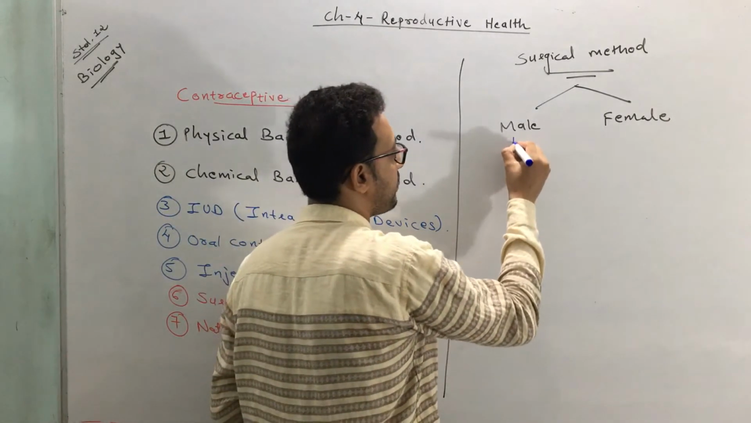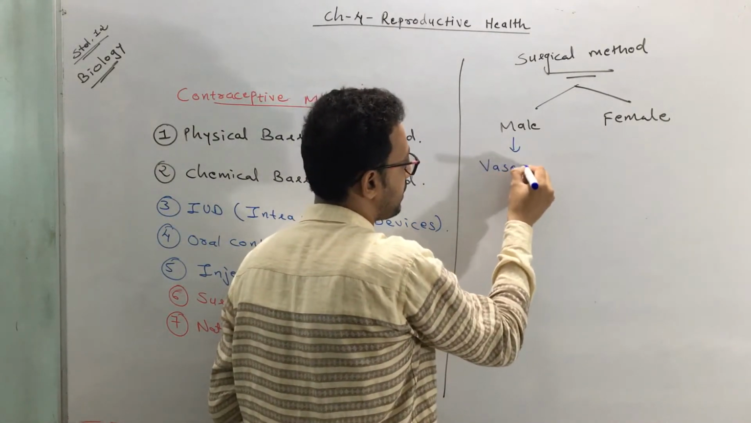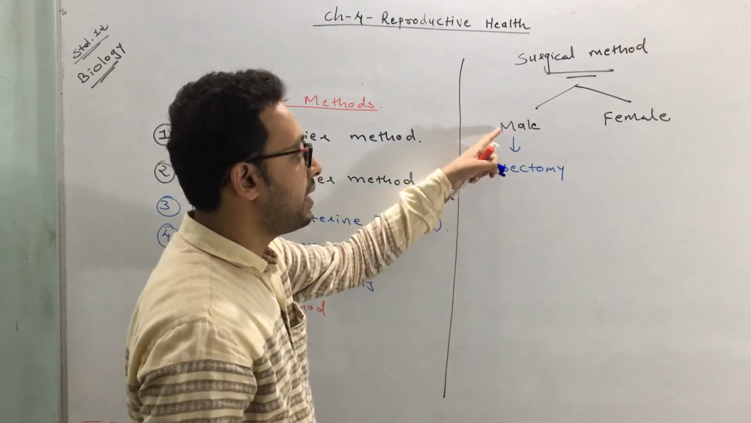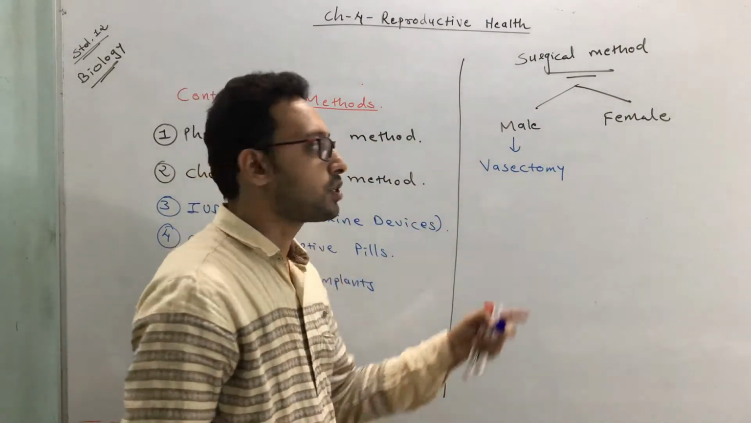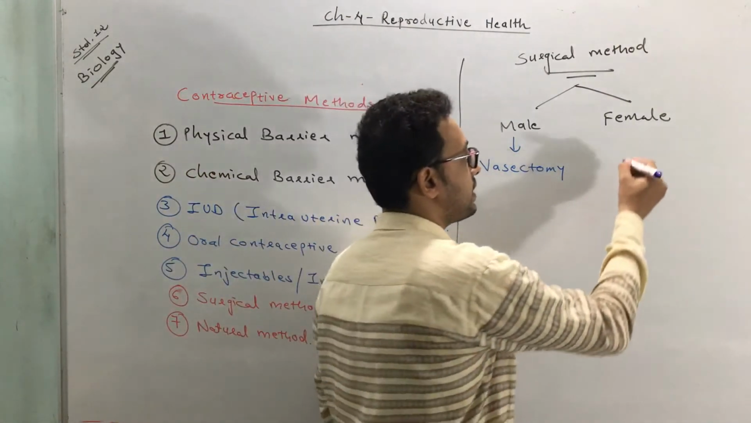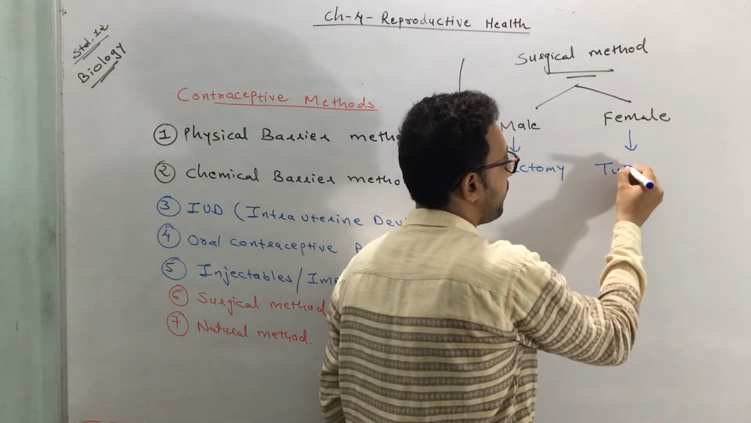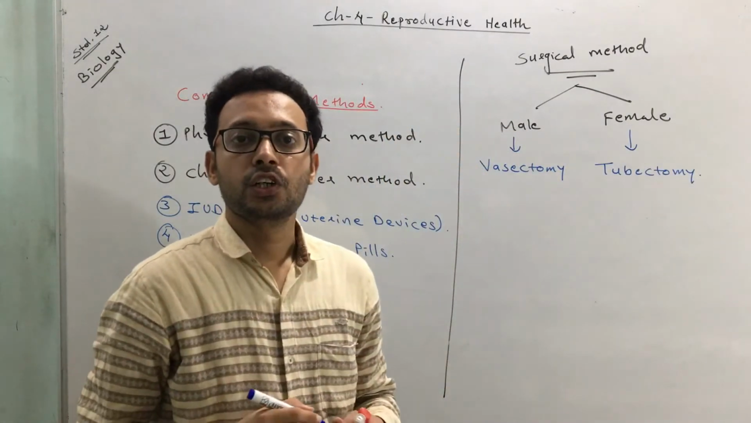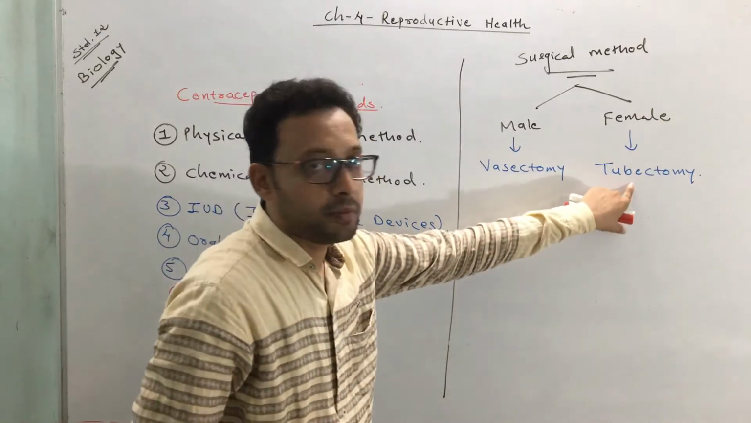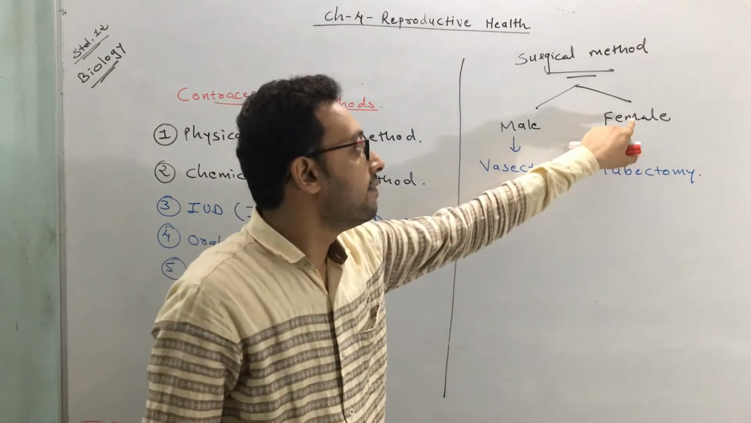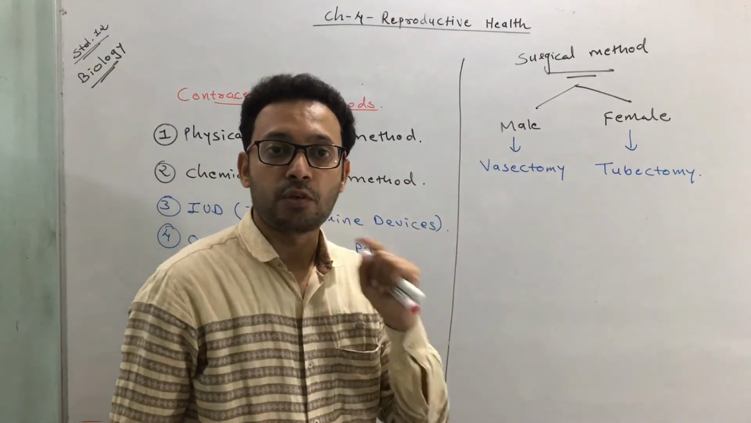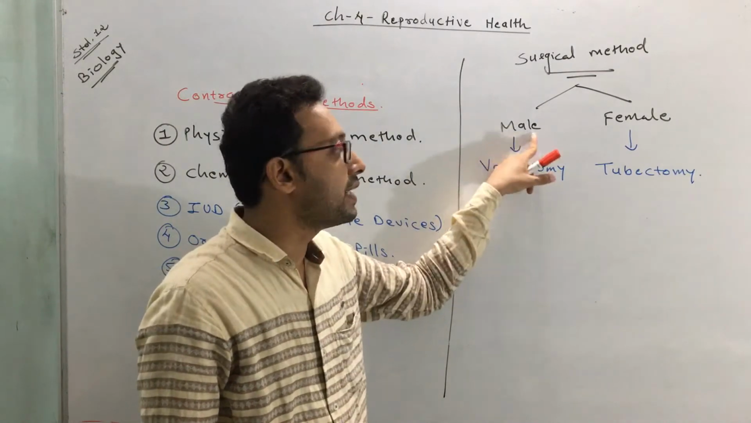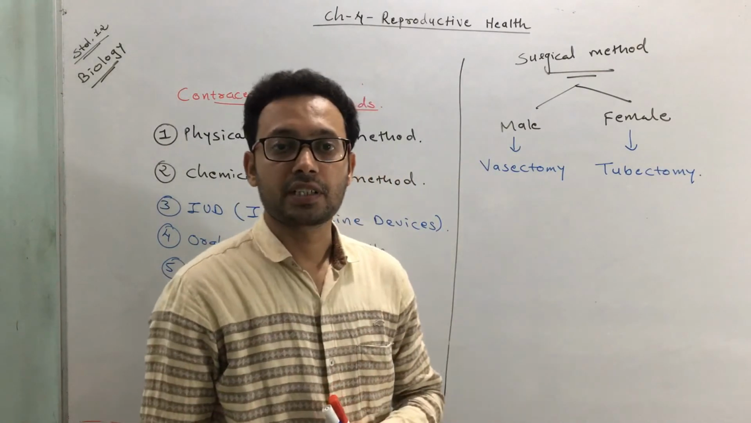The surgical method which is performed in a male for contraception is called vasectomy. And the surgical method which is performed in a female for contraception is called tubectomy. So tubectomy is a surgical procedure performed in a female for birth control, and vasectomy is a surgical procedure performed in a male for birth control.